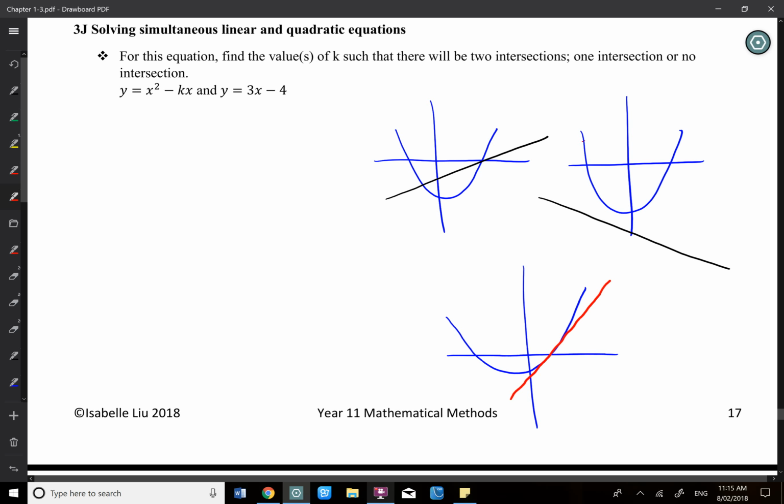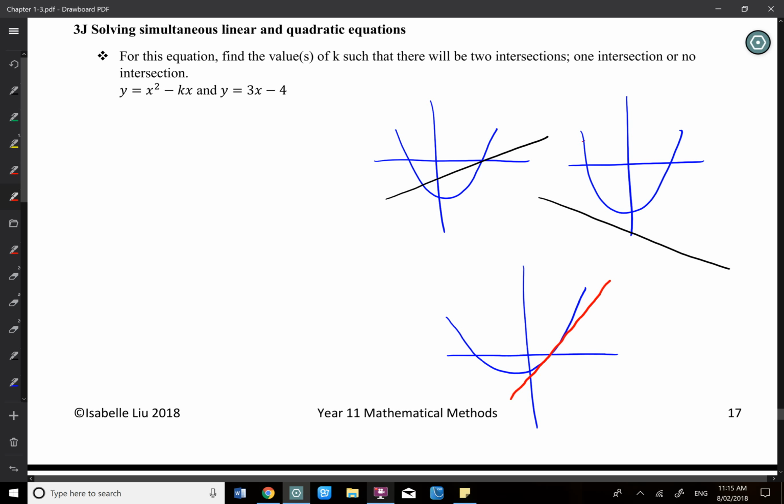If we think about the equation, there's a k value. The k value will change the graph a little bit, like the turning point and also up or down. So you will meet the line 3x minus 4. If you change the k value, different cases will happen. So let's think about how we get two intersections, one intersection, and no intersection separately.